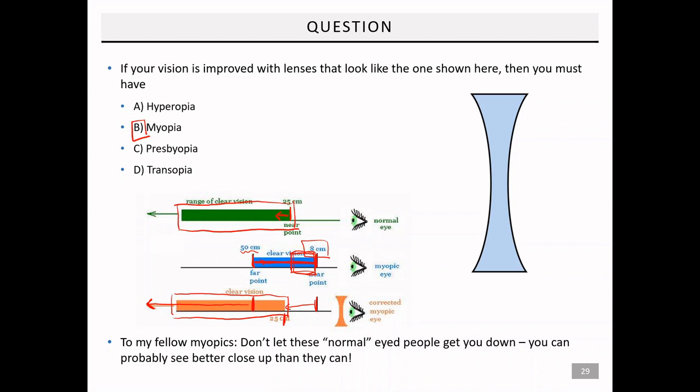And actually, this is something you might want to consider if you're thinking about getting LASIK. When you get LASIK, they will fix your eyes so that you will have this normal range of vision, but your near point will be pushed further away. Generally speaking, I suppose you should speak with your eye doctor about that rather than your physics professor. But this is my understanding of it in any case.